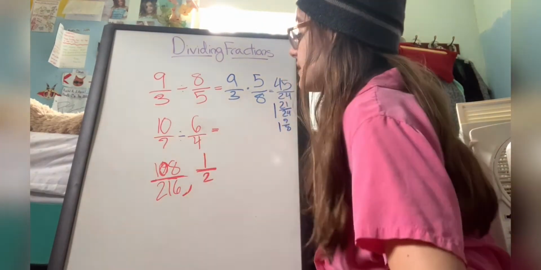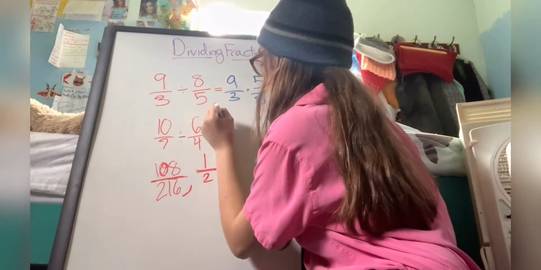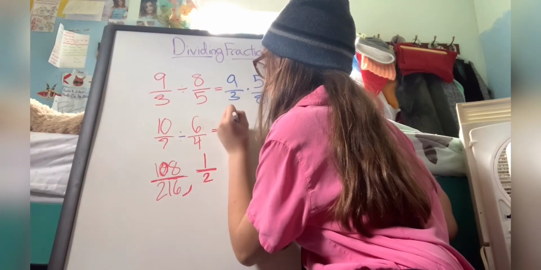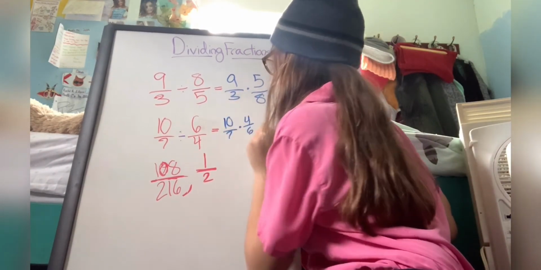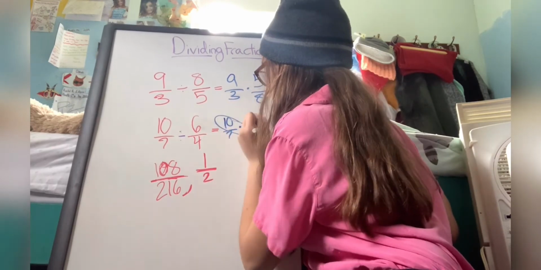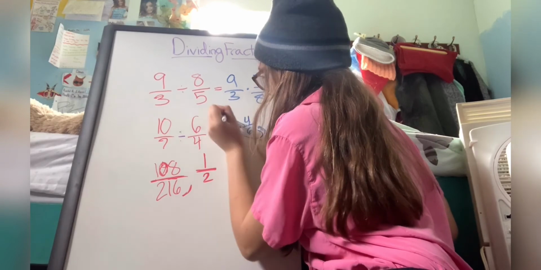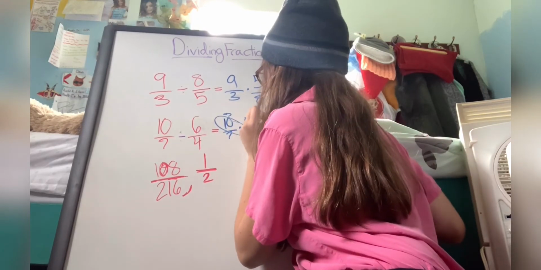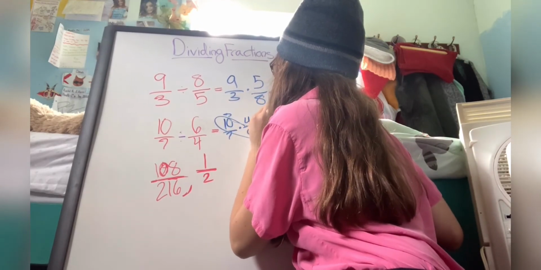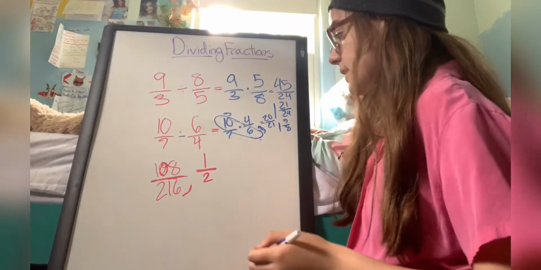This 10/7 divided by 6/4 is 10/7 times 4/6, and this can be simplified to, oh, I made that too big, to 3 and 5, and that can be 20/21, which can't be simplified.